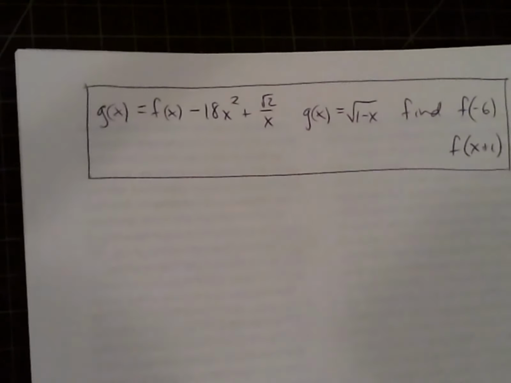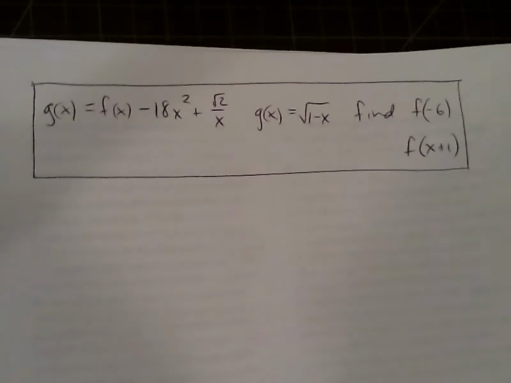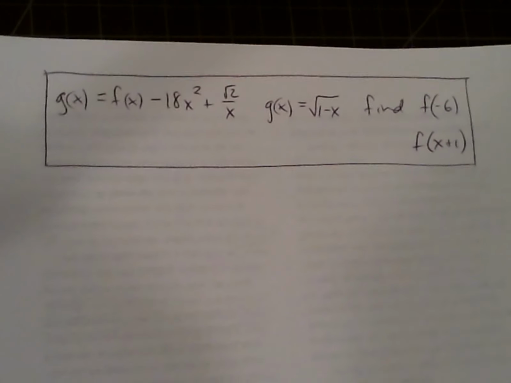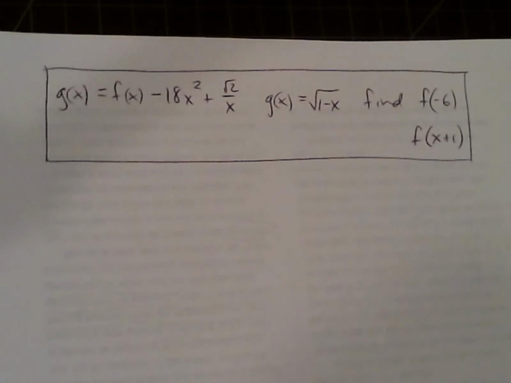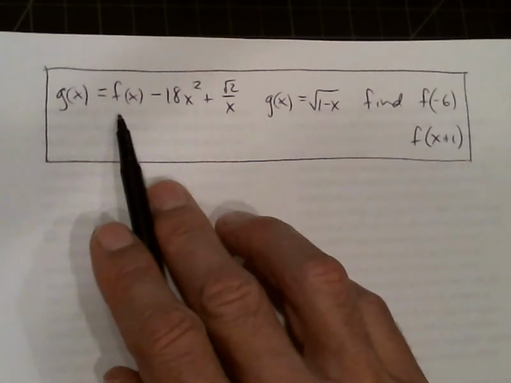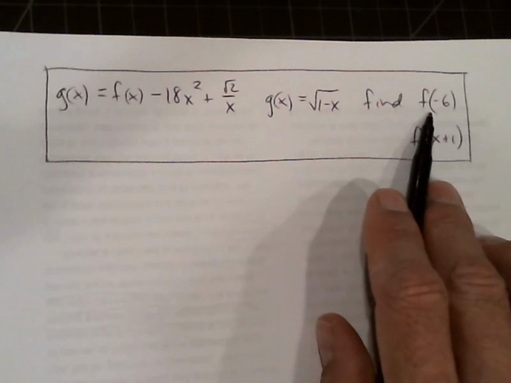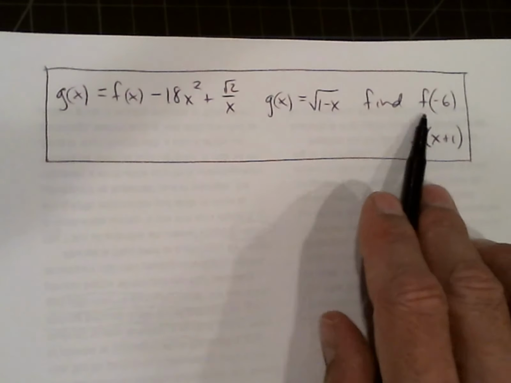All right. You try this one. Pause the video. You work this out, and then check your answer. So we want to find f of -6. And that means we're going to put a -6 in place of all the x's, and then get f of -6 isolated.